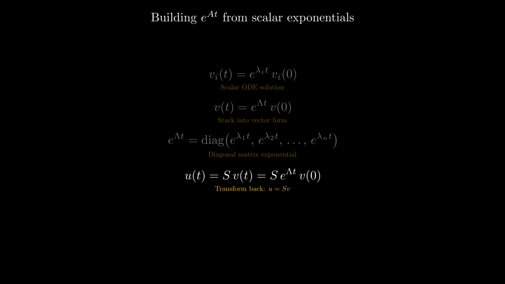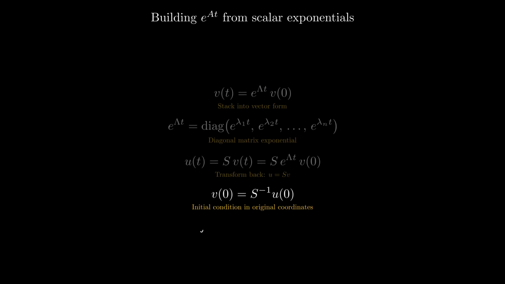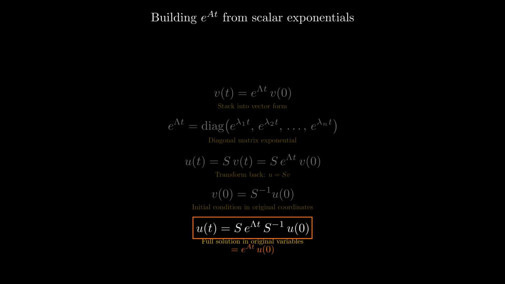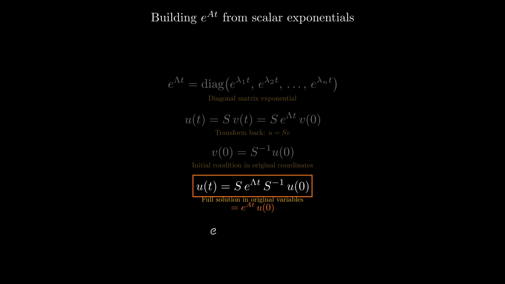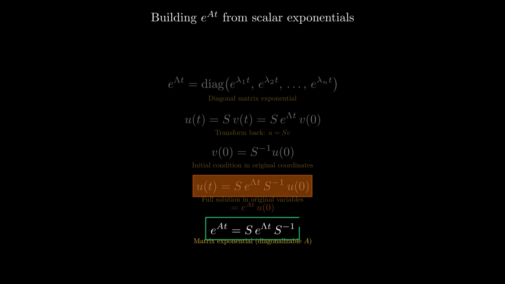Since u equals Sv, we have u of t equals S times e to the Lambda t times v of 0. Right? And from u equals Sv at time 0, we get v of 0 equals S inverse times u of 0. Putting it all together, u of t equals S times e to the Lambda t times S inverse times u of 0. The operator sandwiched between the initial state and the future state is what we call e to the At. So for a diagonalizable matrix A, e to the At equals S times e to the Lambda t times S inverse, clean, computable, and built entirely from scalar exponentials.